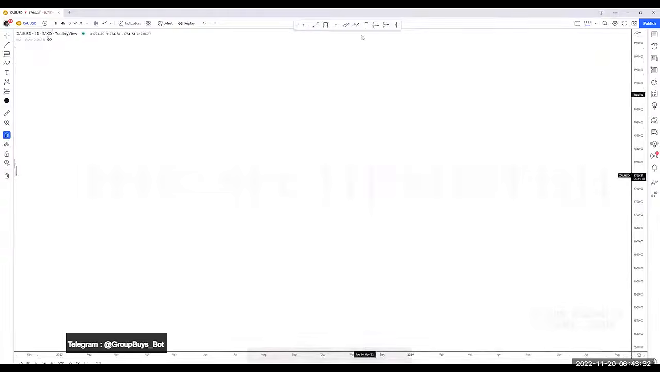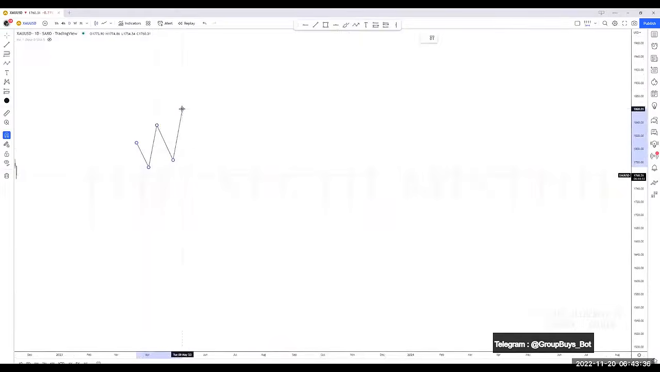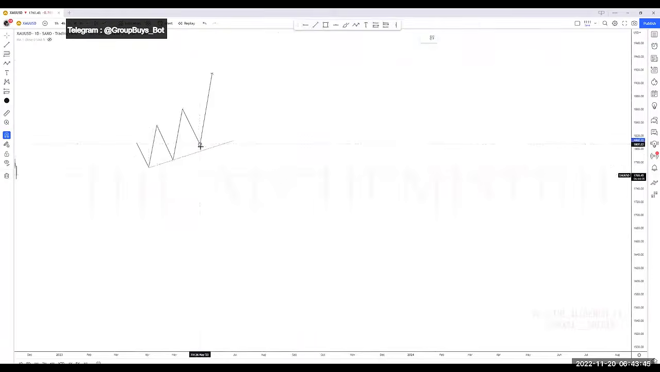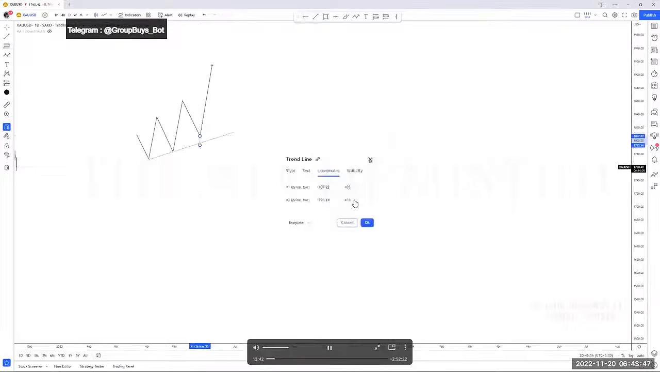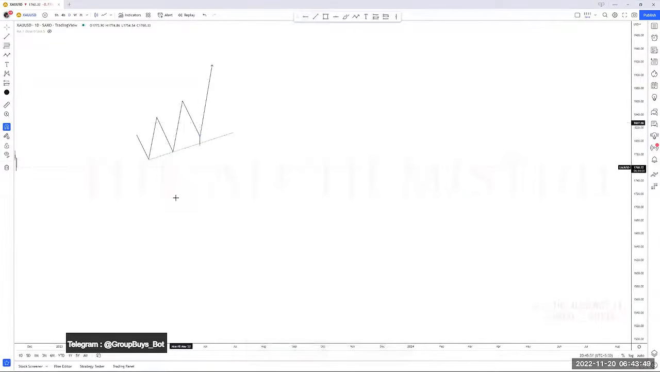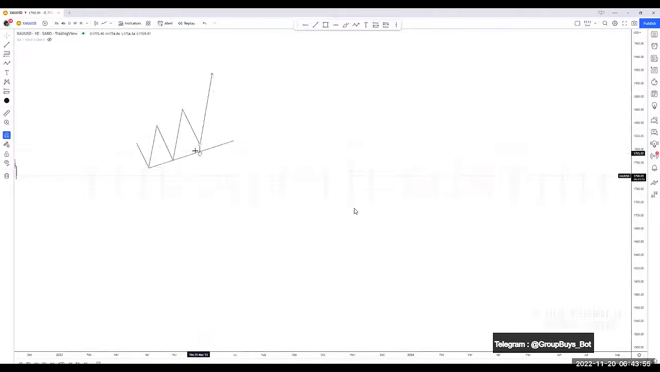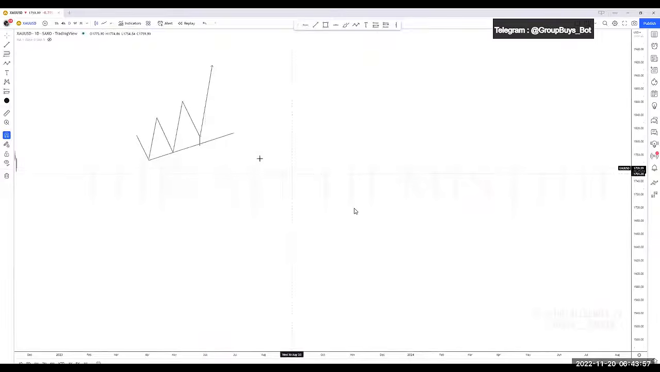Now let's say this will be the first type of trend line, very easy, like this. First touch, second touch, and the third touch will be our entry point. We call this an outer trend line. So this will be the first one.